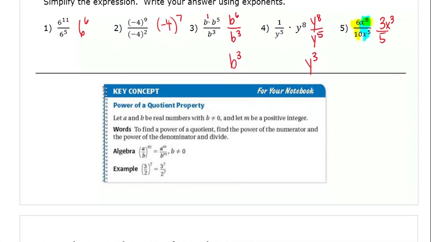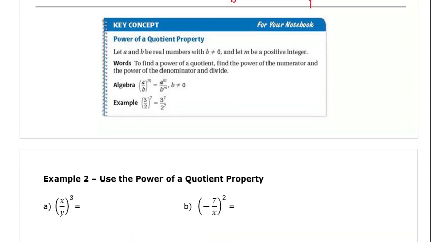Okay, our second property for today is the power of a quotient property, and you'll notice very similar to the power of a product property. To find a power of a quotient, we're going to find the power of the numerator and the power of the denominator and divide. So pretty much if there's a power on the outside of this, we're just going to apply that power to both the numerator and the denominator. So a over b raised to the power of m would be a to the mth over b to the mth. In terms of numbers, 3 over 2 raised to the power of 7, that 7 is going to be applied to both pieces, so it'd be 3 to the 7th over 2 to the 7th.